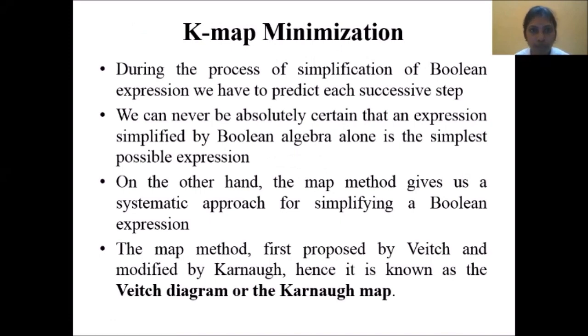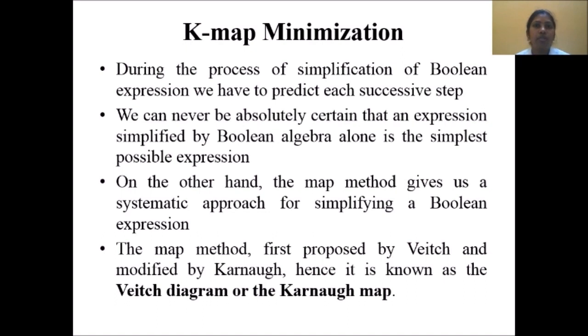So the K-map simplification method is used to minimize the Boolean expression. It is a map method which gives us a systematic approach for simplifying a Boolean expression. This map method was first proposed by Veitch and modified by Karnaugh. Hence it is called Veitch's diagram or Karnaugh map, shortly known as K-map.